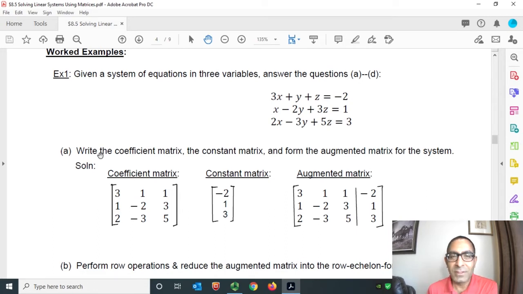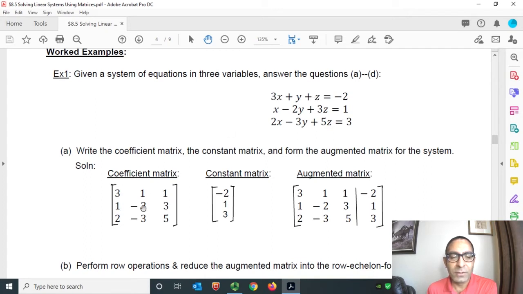So the first sub question, part A: write the coefficient matrix of this system, the constant matrix of this system, and form the augmented matrix for the system. So let's begin the solution. The coefficient matrix is the matrix formed by the coefficients of these unknown variables. So here 3, 1, 1 is the first row of the matrix.